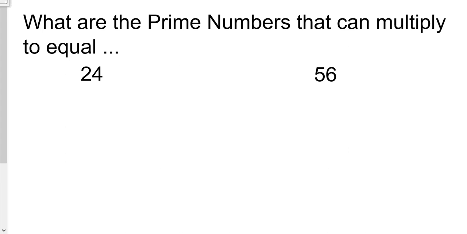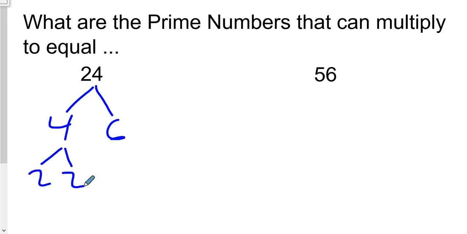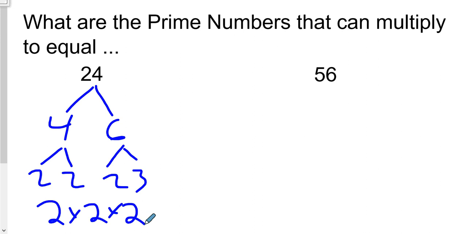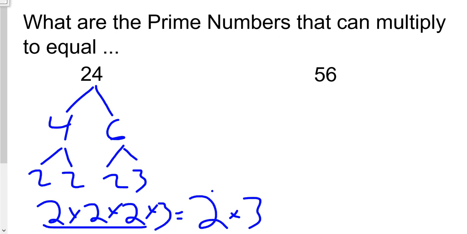Then we did it even further. 24. There are 3 different ways I can do this. I can do 2 and 12, 3 and 8. Let's do 4 and 6, because 4 times 6 is 24. 4 is not prime, so that can break down to 2 and 2. 6 is not prime, that can break down to 2 and 3. So now I have 2 times 2 times 2 times 3. So I have 2 and 3 again. But this time I have 1, 2, 3 twos, so it's an exponent of 3. Yes, this is supposed to be a 3 right here.